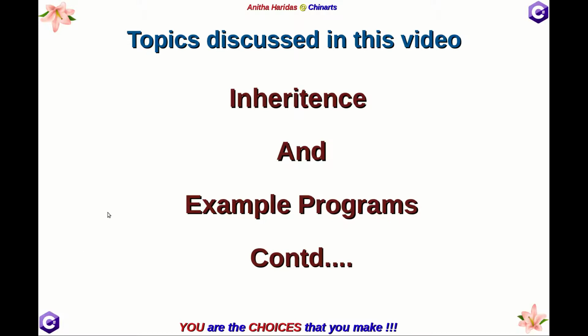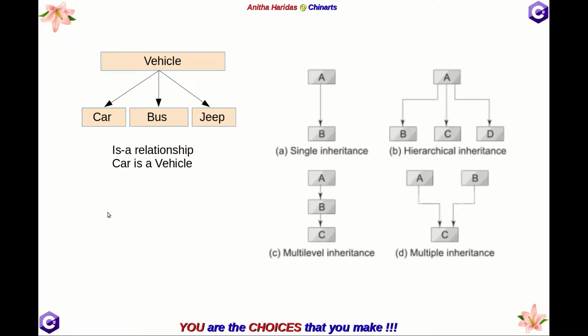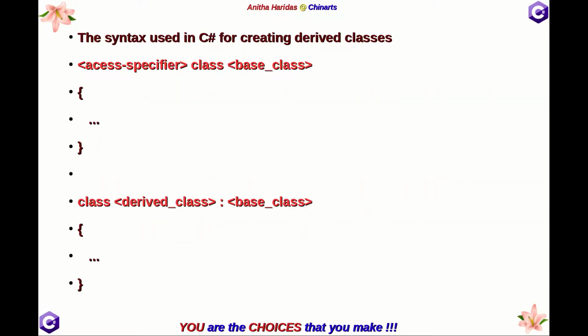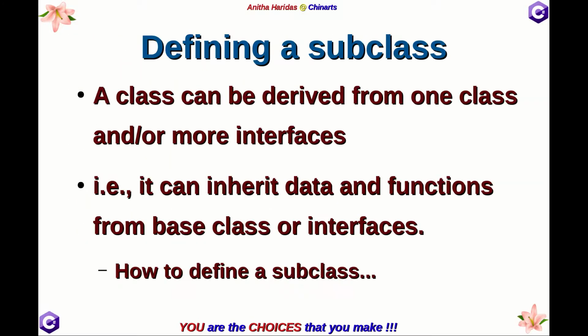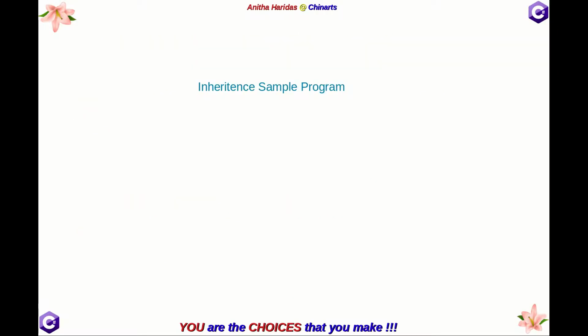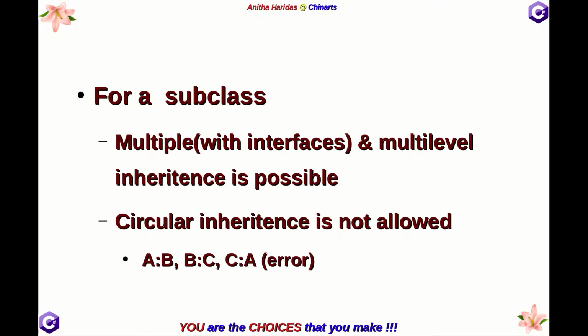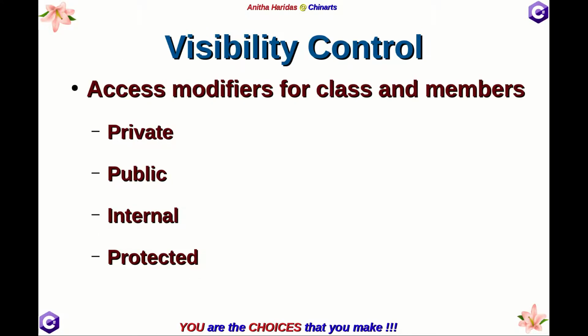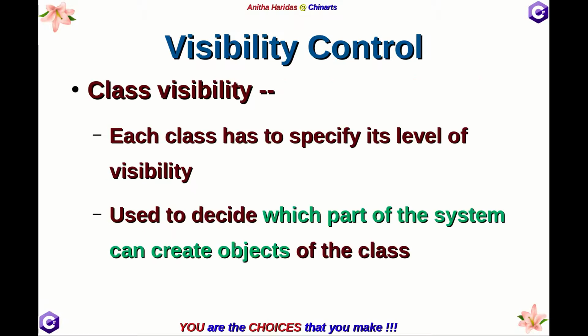in which we have discussed what is inheritance. We have seen the two different types of inheritance, classical and containment inheritance. Then we have also seen how to define a subclass, what is the syntax of defining a subclass. We have discussed a sample program also. We have seen some of the characteristics of inheritance. We have also seen what is the visibility control for class as well as for class members.